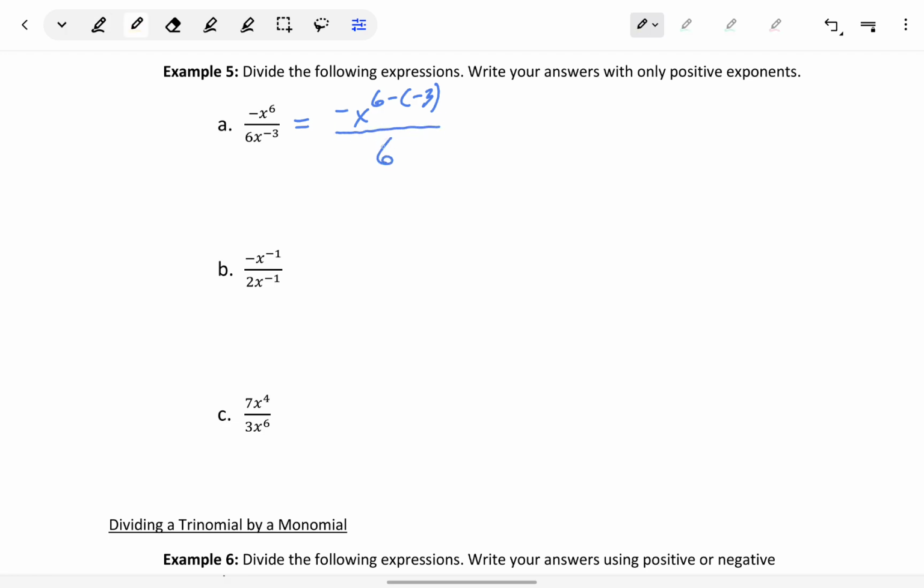And we'll pause here for a minute just to really stress the idea that that coefficient in the denominator stays in the denominator, even though we took that variable from the denominator and merged it with the one in the numerator. So nothing happens to that 6 in the denominator. But then this is the same thing as negative x to the 6 plus 3 all over 6, or negative x to the 9th over 6.